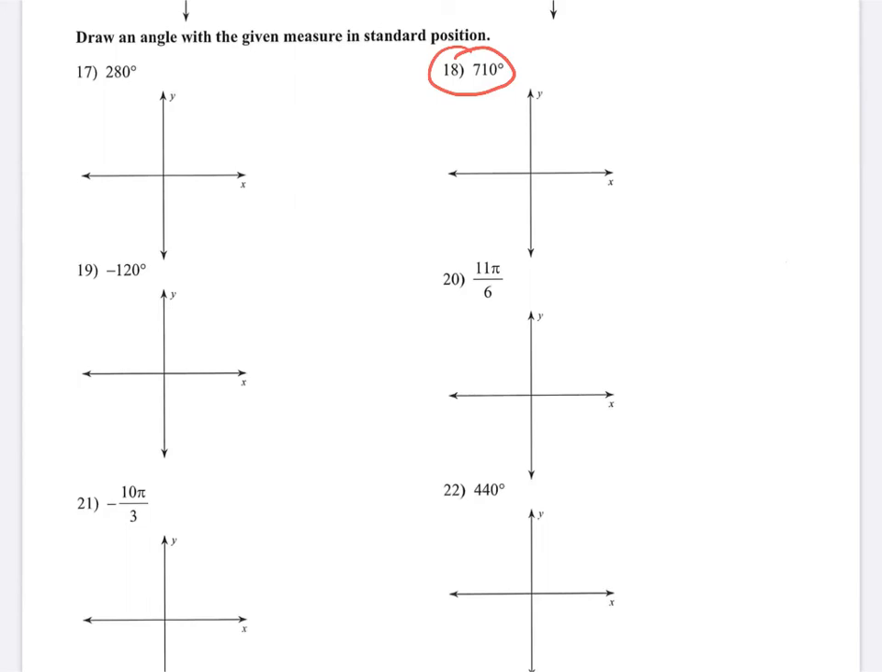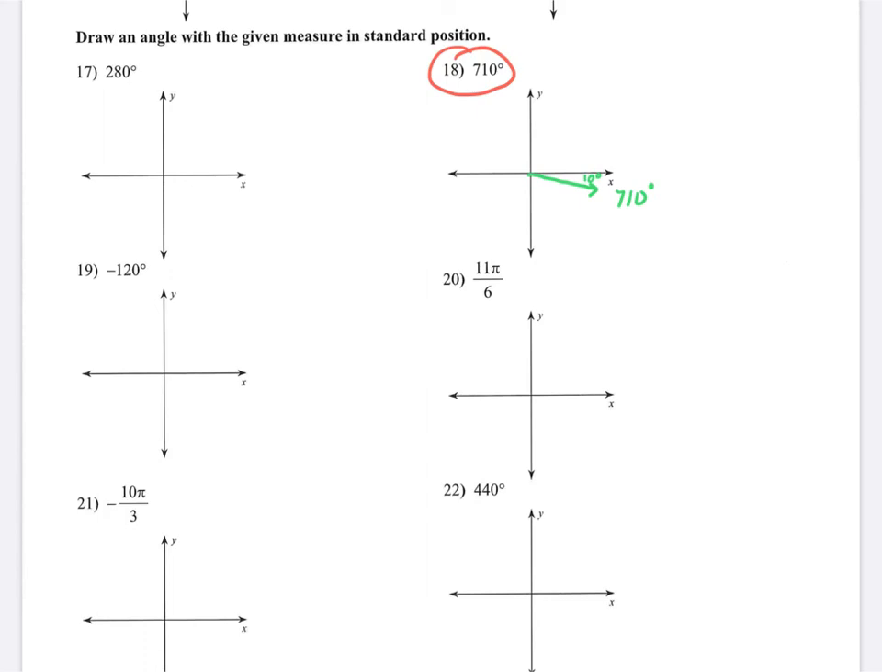710. So if I went around once, that's 360. Twice would be 360 times 2, which is 720. So I need to back off 10 degrees there. So all I need to do is draw something like that. That would be 710. Maybe put a 10 degrees there. That way I know. 710. Okay.